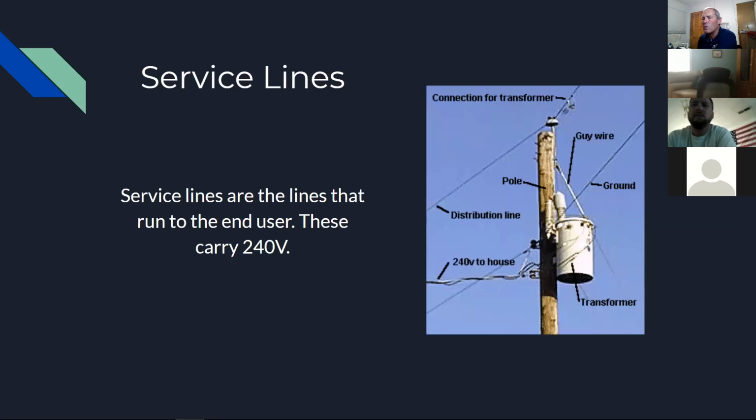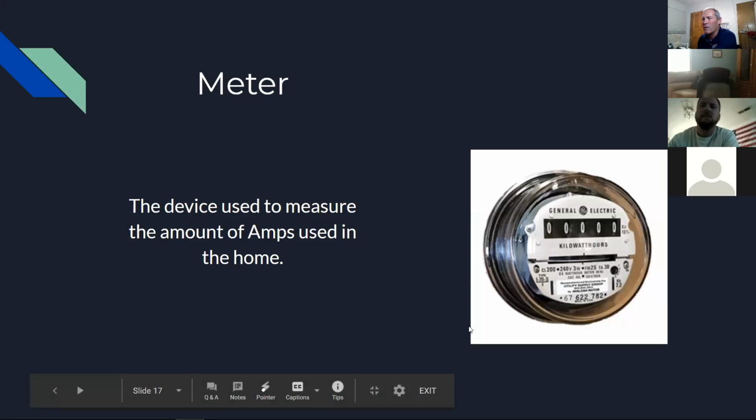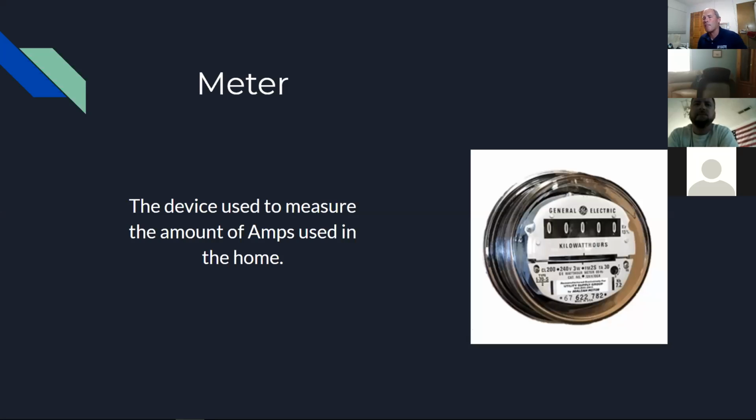And then your service lines are lines that run out to the end user, carry 240. Yeah, 120. Glad you got this picture right here. 240 to house. And then you've got your meter, which is the end of the line. It's the device that measures the amps used in the home. That's it.